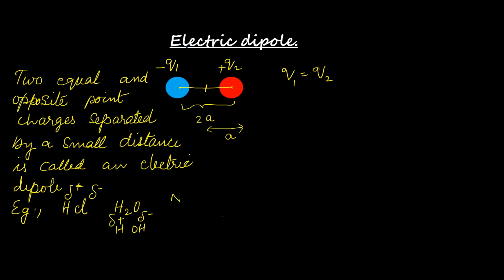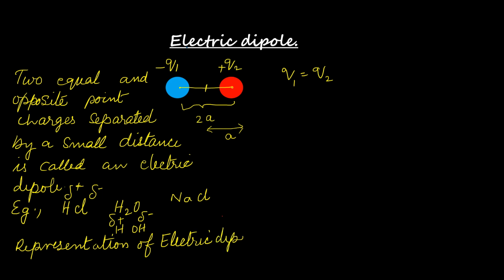The ionic compound sodium chloride is yet another example. There are ever so many other molecules also which behave like electric dipoles. This is because one of the participating atoms in the molecule is highly electronegative when compared with the other atom or element. Now let us see how to represent an electric dipole. Sometimes a question may be asked on that.